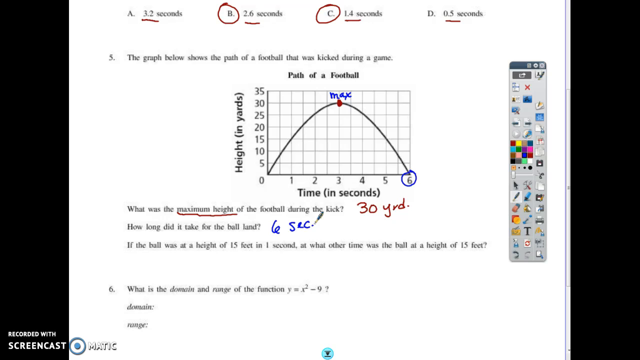And then the next one, if the ball was at a height of 15 feet in 1 second, at what other time was the ball a height of 15 feet? So again, right here at 1 second, it's at a height of 15 feet or yards. When does it reach the same height? Not at 3. 3 is 30. At 5 seconds, it reaches 15 yards.